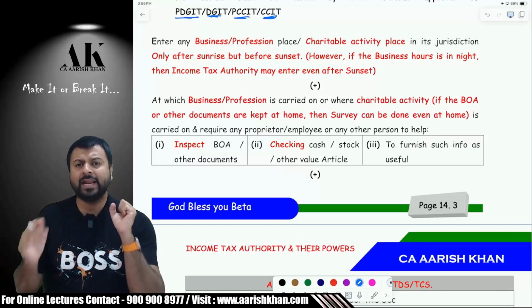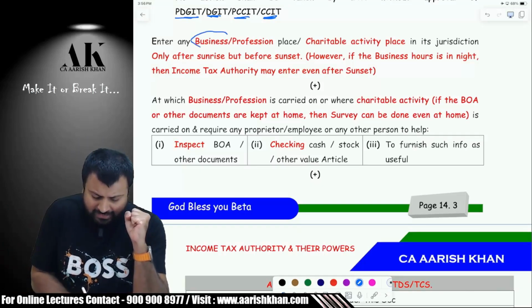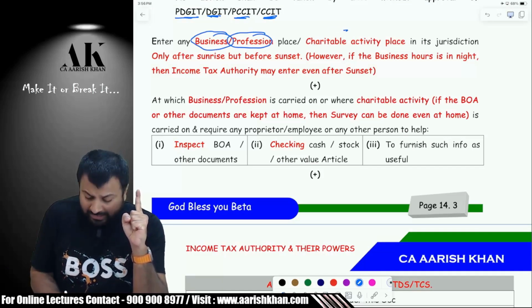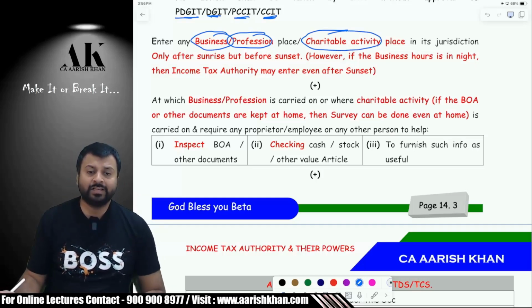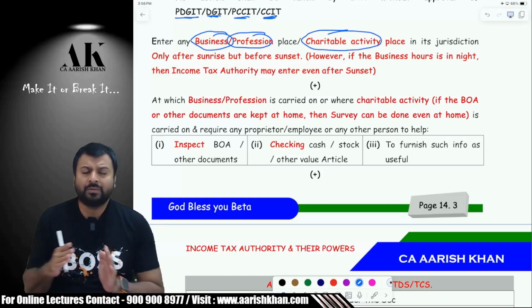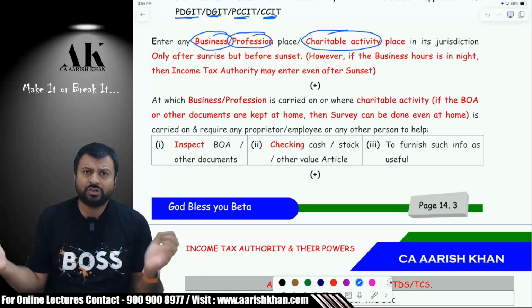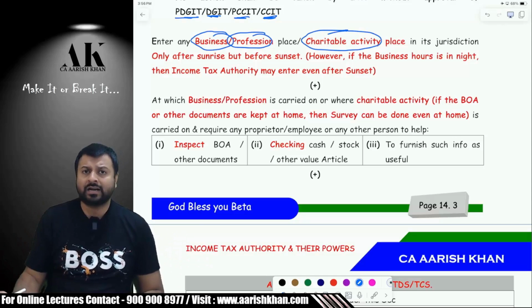Now, where they can enter for survey? For survey, they can enter to your business place. They can also enter to your profession place. Now they can also enter to your charitable activity place where you conduct your charitable or religious purposes activity, okay, like your NGOs and etc. There also they can enter. Earlier they used to not enter, but Finance Act 2017 made this amendment.